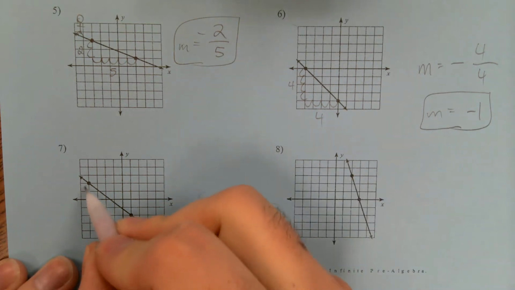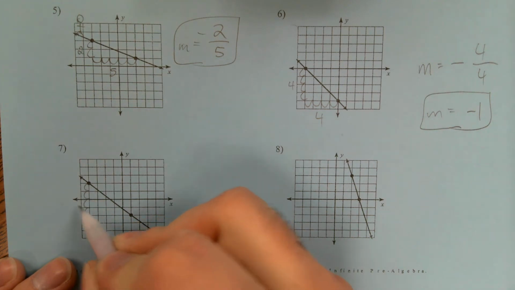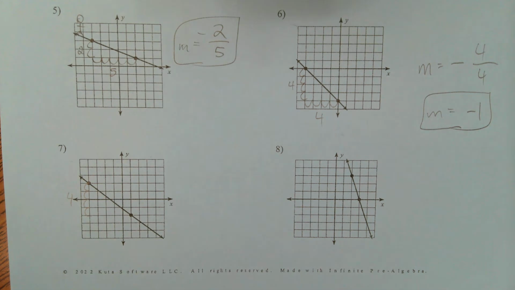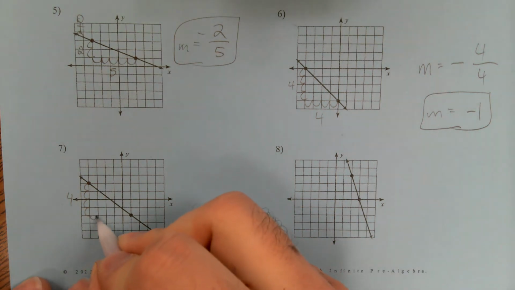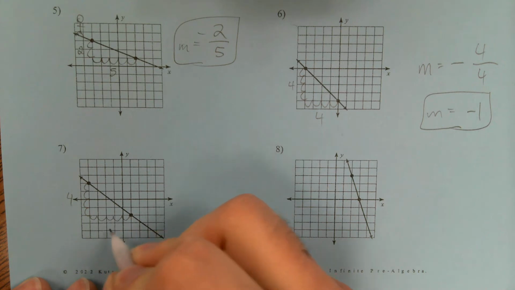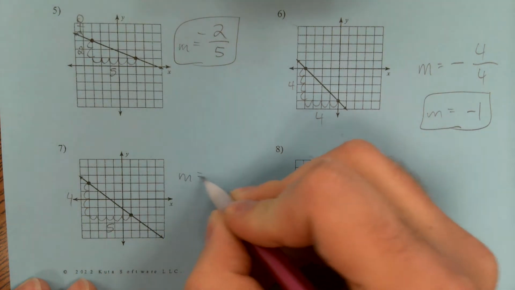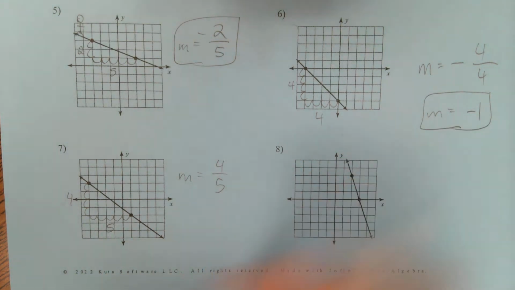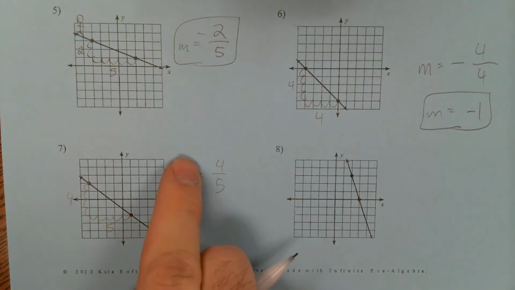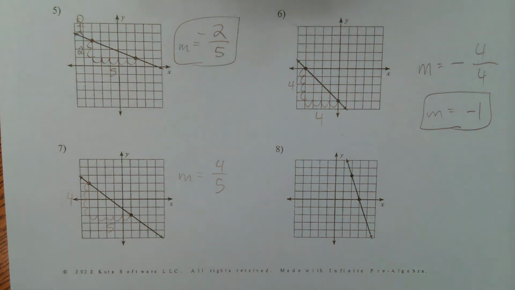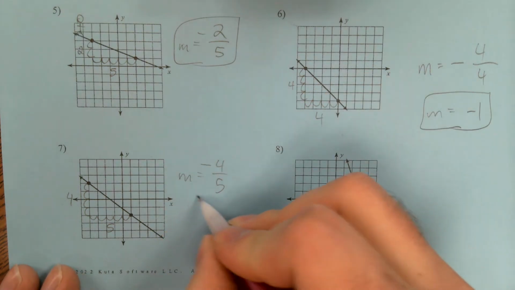Number 7, we're going to start on the left and we're going to rise down 1, 2, 3, 4 spaces. And then we're going to run over 1, 2, 3, 4, 5 spaces. Rise over run is 4 over 5. And is our answer going to be positive here or negative? Negative. Definitely going to be negative, right?